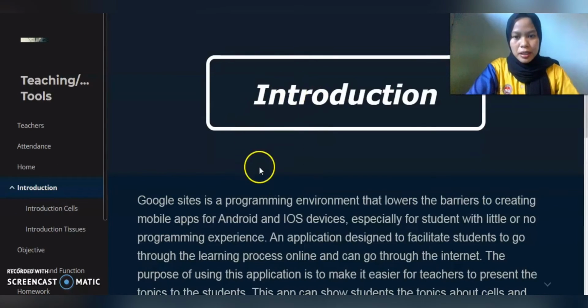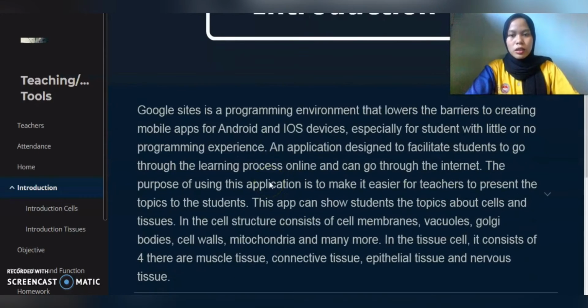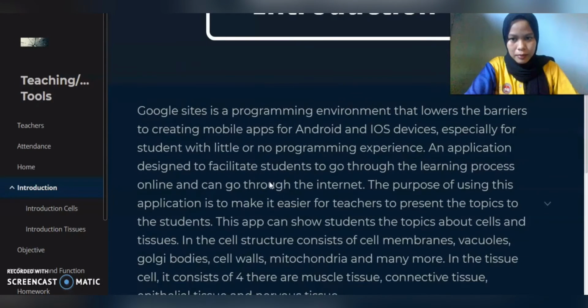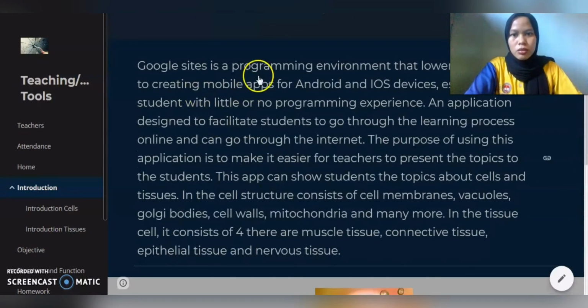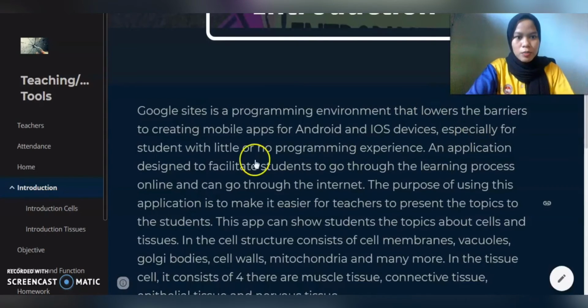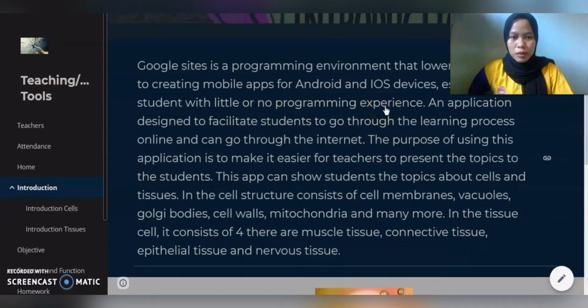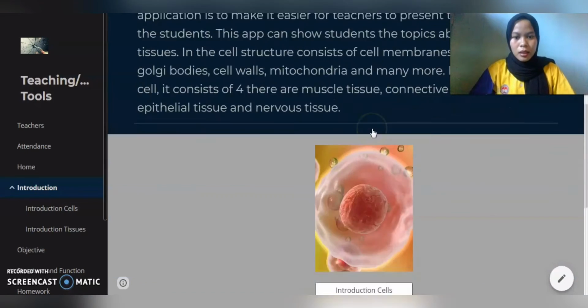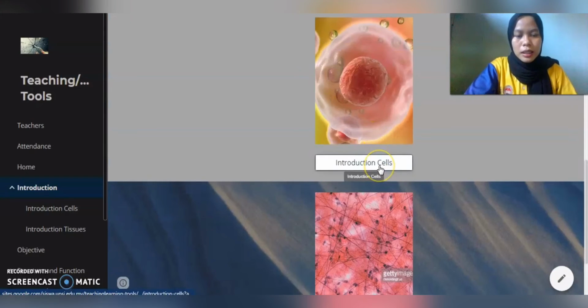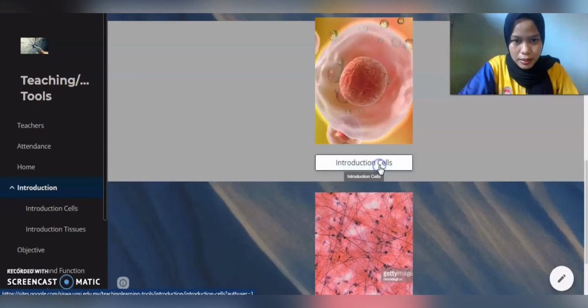The introduction talks about the Google site. The Google site is a programming environment that lowers the barriers to create mobile apps for Android and iOS devices, especially for students with little or no programming experience. So let's take a look at the introduction of cells.